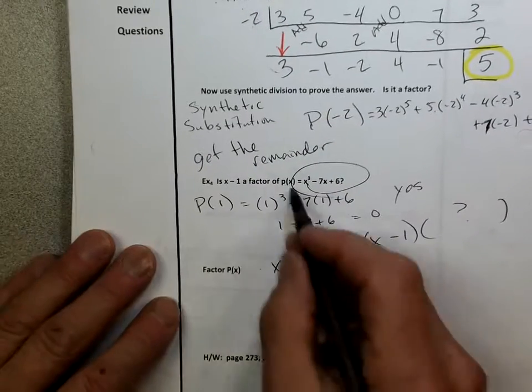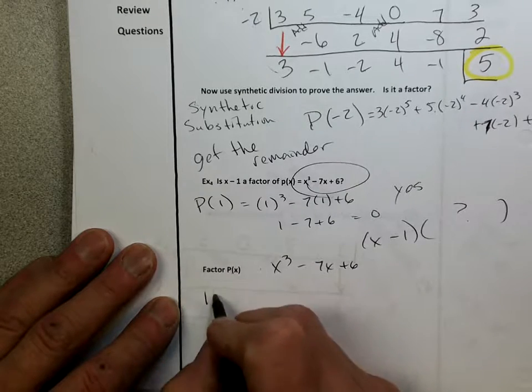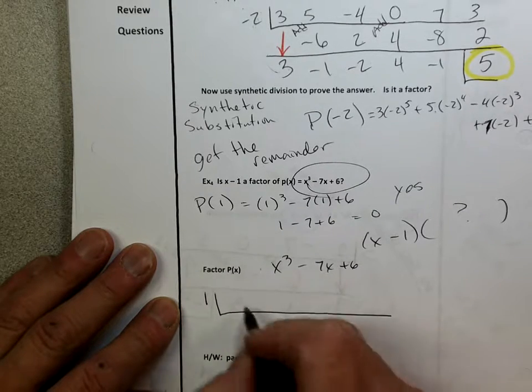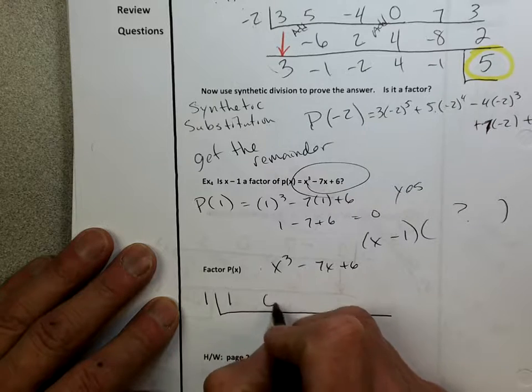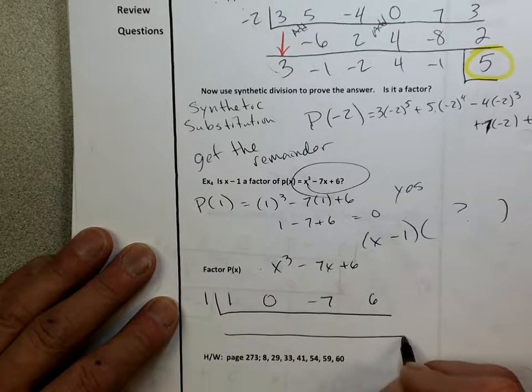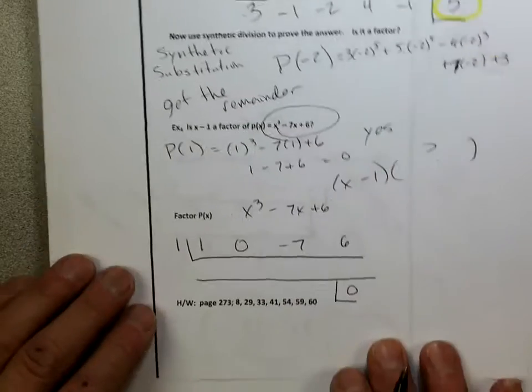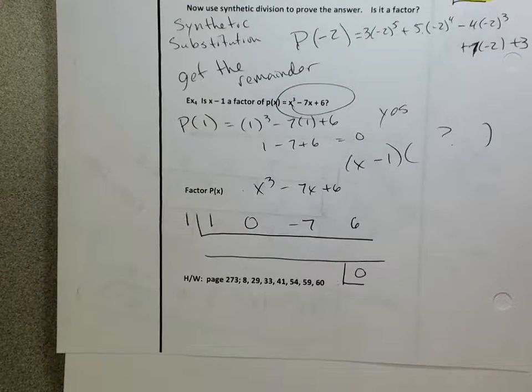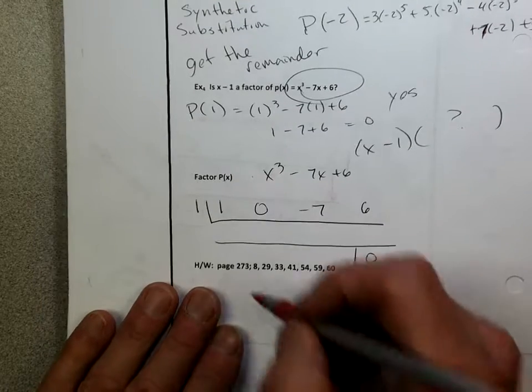Okay, so now I'm going to do the division. 1 into, I'll go 1, 0, negative 7, 6. I know this is going to be a 0. I do. I know it's going to be a 0, but I'll put it there anyway. It's got to be 0. It has to be 0. Okay, so let's do our synthetic division.